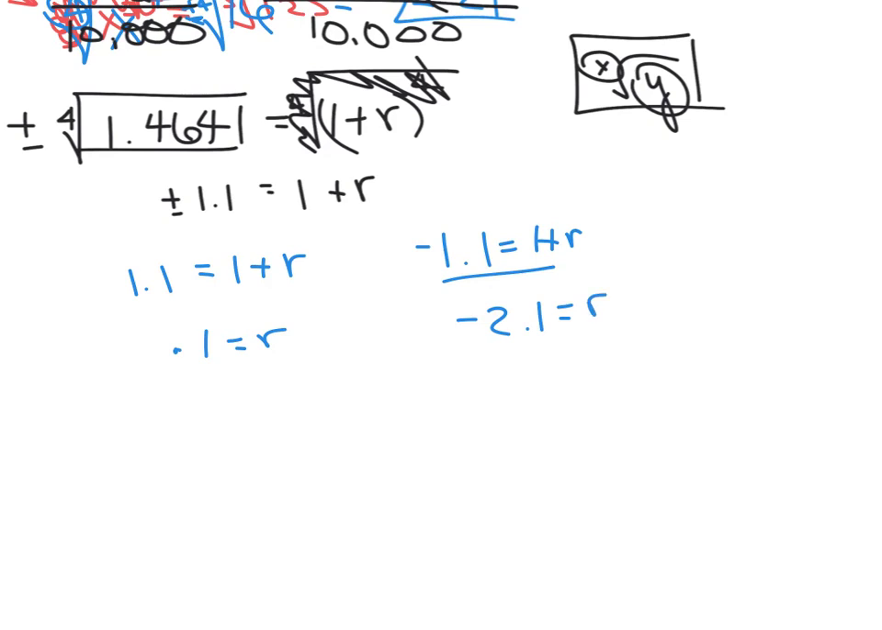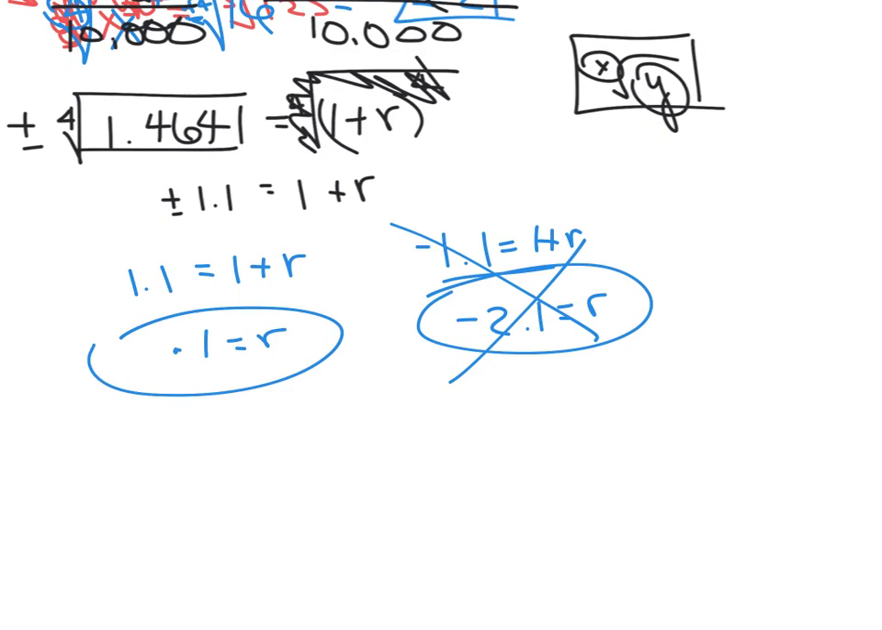So which one is right? Well, the negative number here, the R equals the interest rate. We're not going to have a negative interest rate. Okay, so we're going to throw that one out and keep that. And 0.1, it said leave it, put it in a percent. So 0.1 is 10%. And that's it.